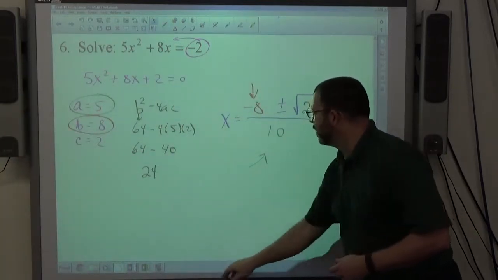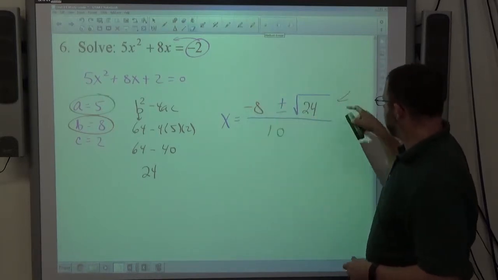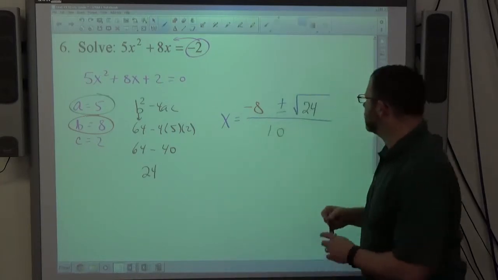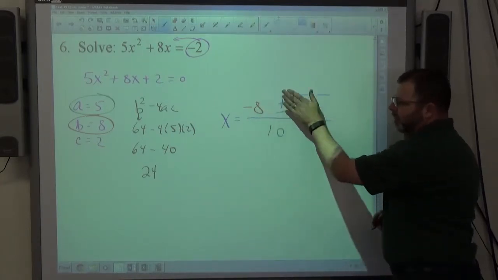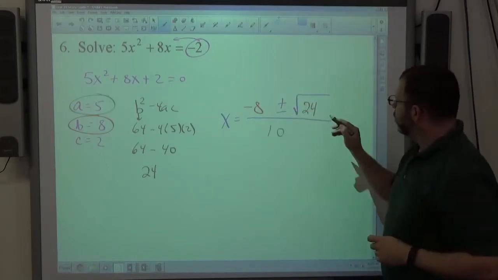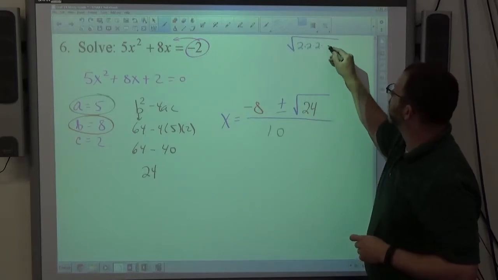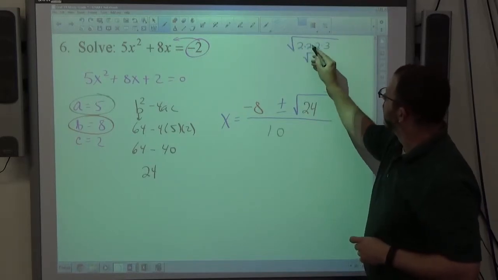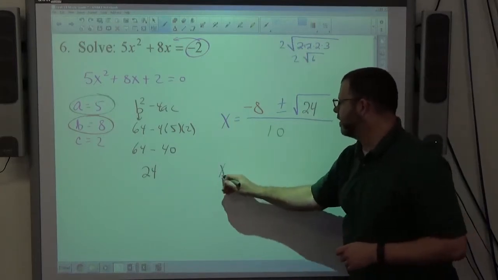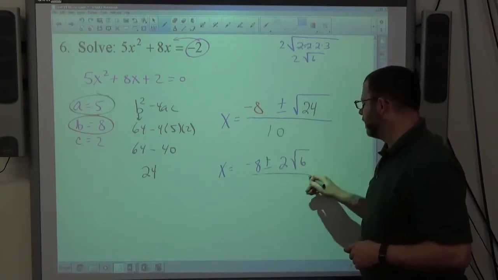So there's my solution, and again, that's the answer. All I got to do now to my answer is beautify it, make it as pretty as possible. That means reducing things, simplifying as possible. Currently, this doesn't reduce because this doesn't have a number in front of it that reduces with it. But 24, if you did a factor tree, 2 times 2 times 2 times 3, pull a 2 out, we're going to get 2 times the square root of 6. So x equals negative 8 plus or minus 2 times the square root of 6 all over 10.